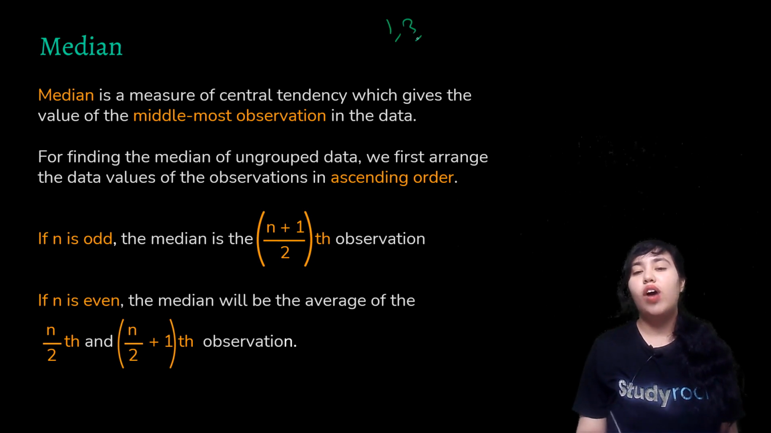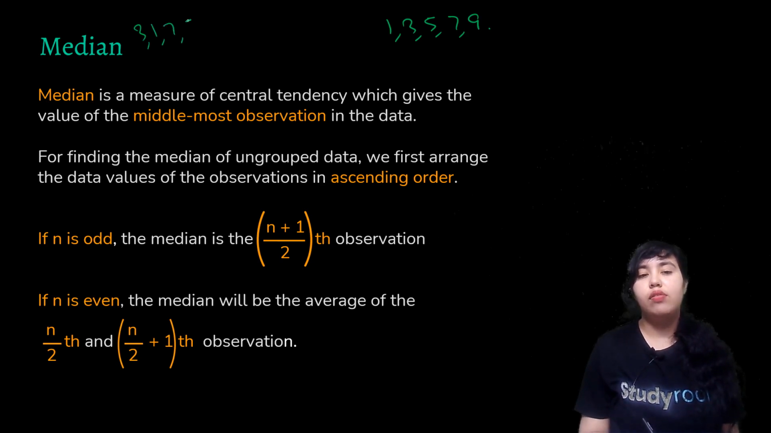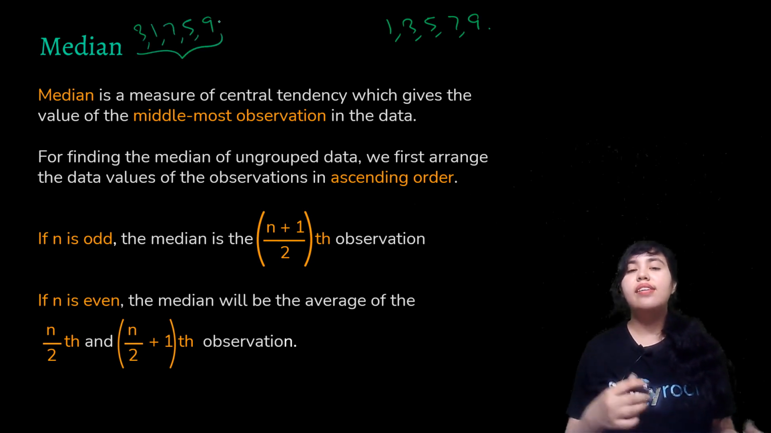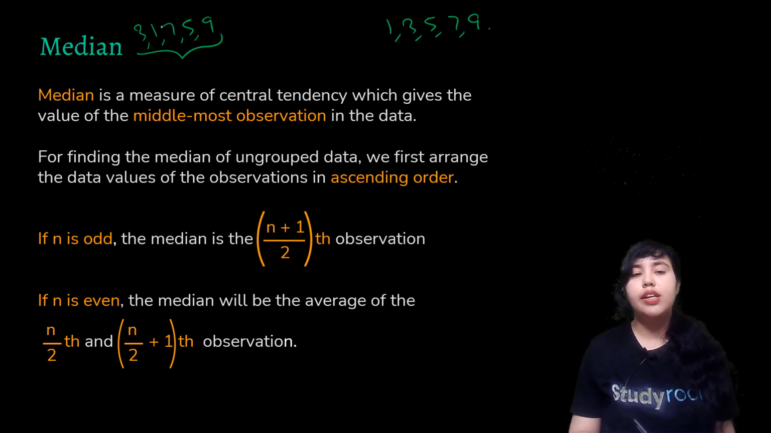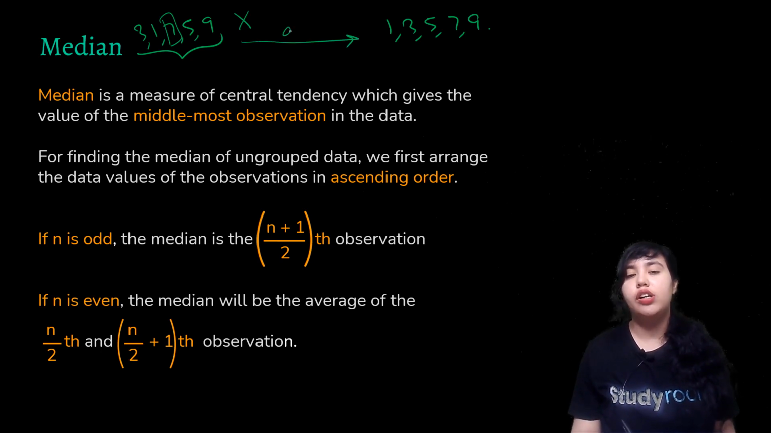So if I give you 1, 3, 5, 7, 9, this is your data. But let's say I shuffle it up. Okay, I give you 3, 1, 7, 5, 9. So you can't attempt to find median by this method. It will give you the value 7. So that will be wrong. So the first step is very important. You have to first of all arrange your data in ascending order. So it will become 1, 3, 5, 7, 9.